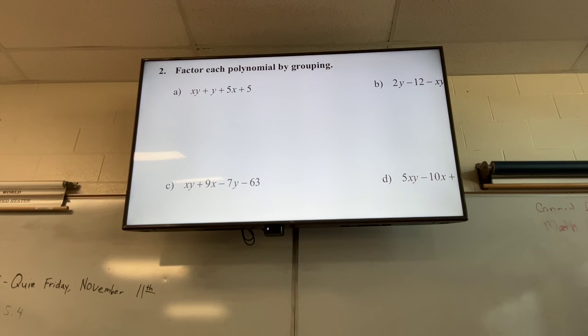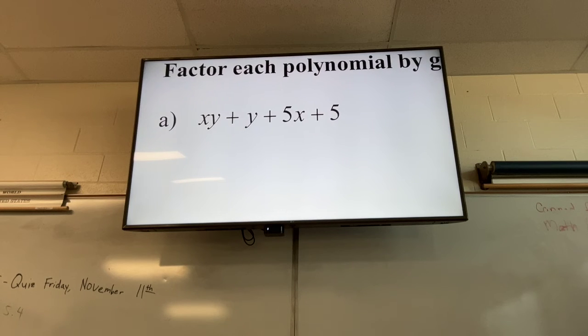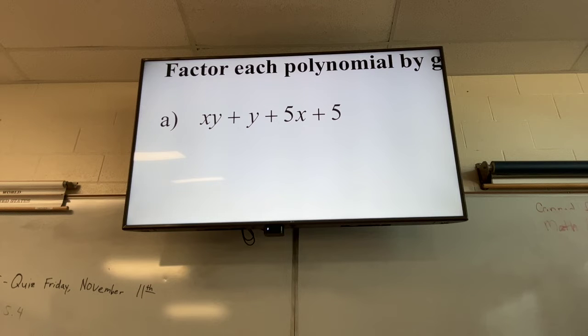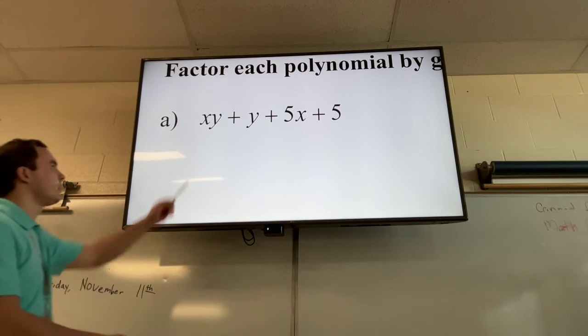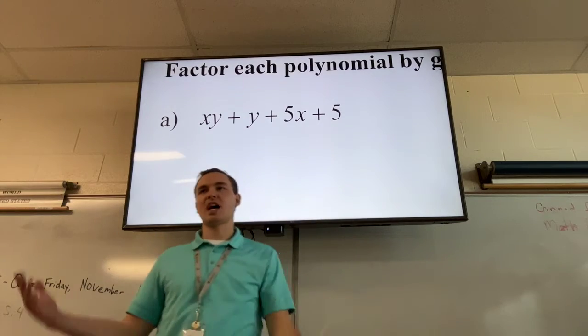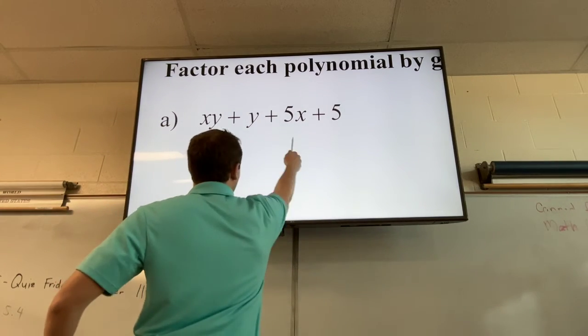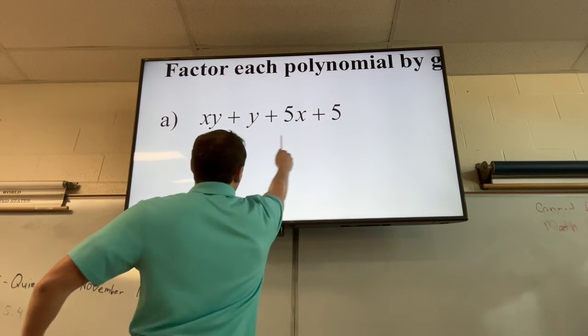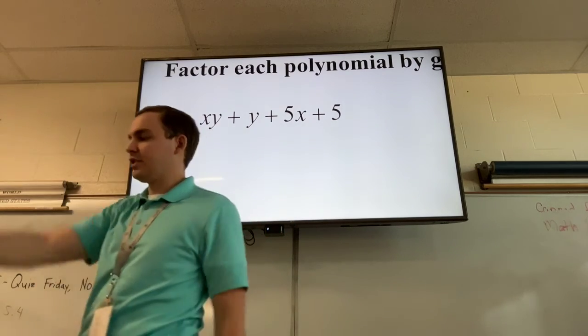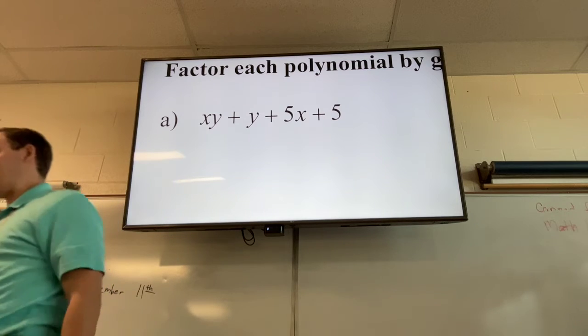First thing I do, I check for common factors. Are there any common factors? So my coefficients are 1, 5, and 5. Their only common factor is 1, so I don't do anything with that. Is there any variable that every single term has? No, okay. So I'm done with the first step, okay?